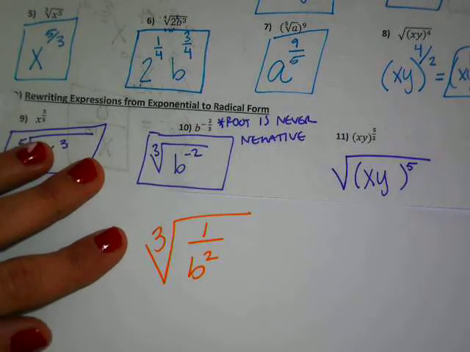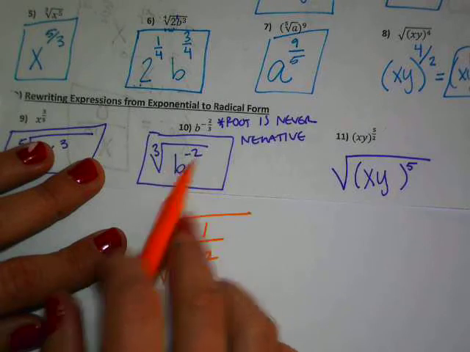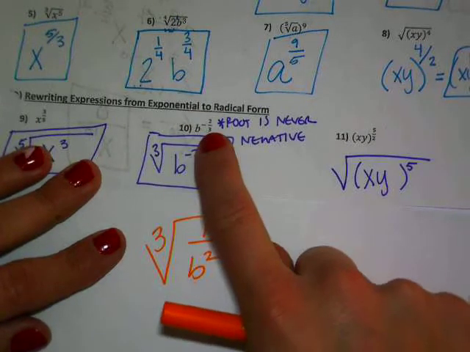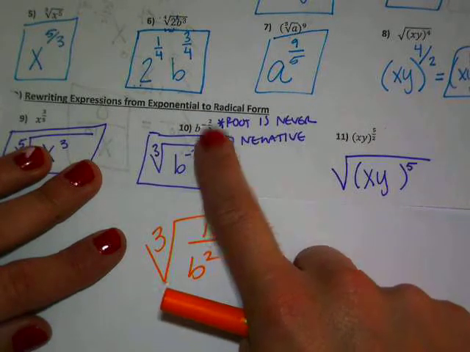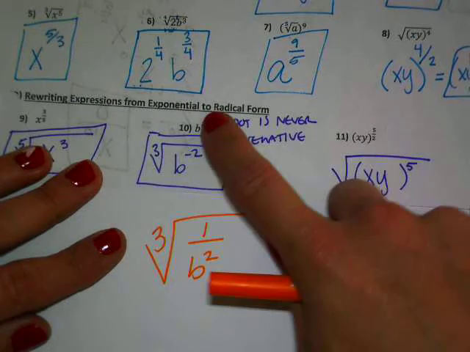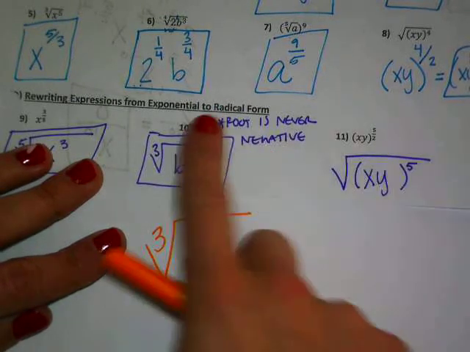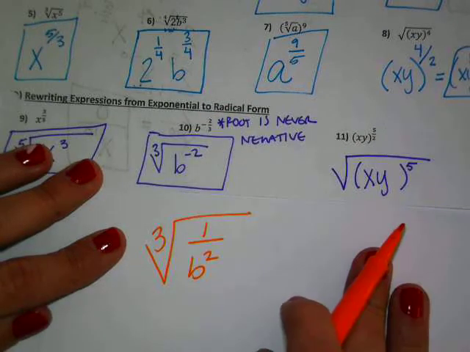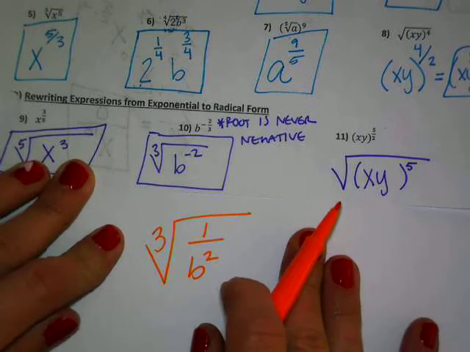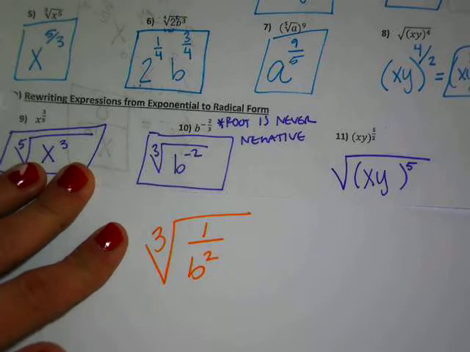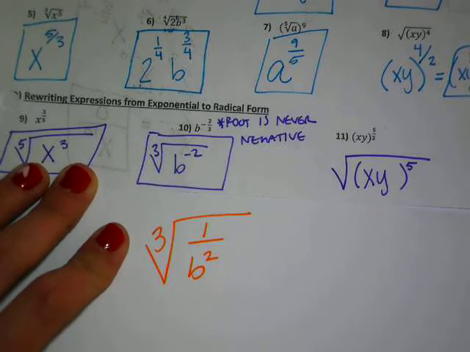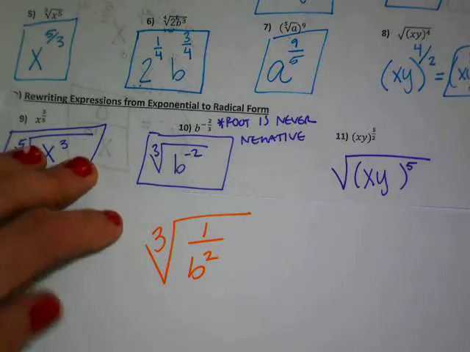Does that make sense? How did you make it get into the radical stuff? The b to the -2? Because the bottom number here is a root, and so it's going to be the cube root, and then the top number is going to be the power, like the exponent. And the power can be negative. The root will never be negative. And so that's why if you have a negative, it's always going to go with the exponent. Does that make sense? Okay. Any other questions?